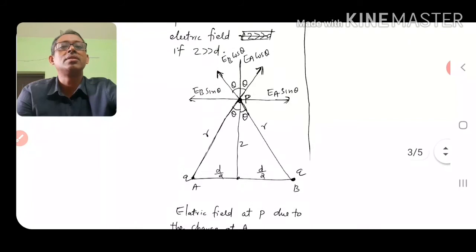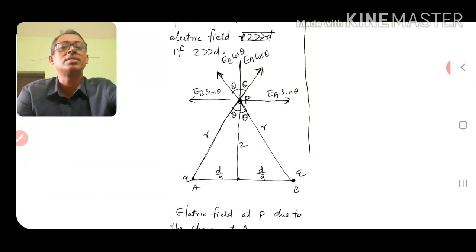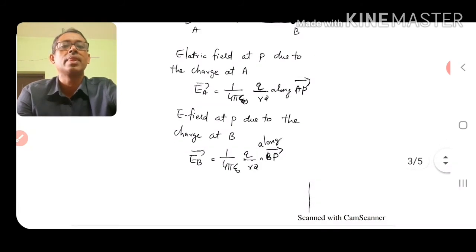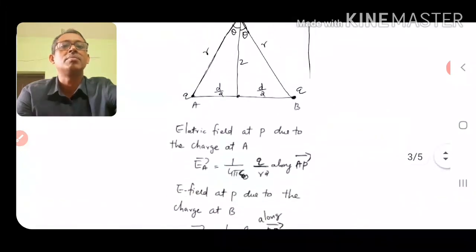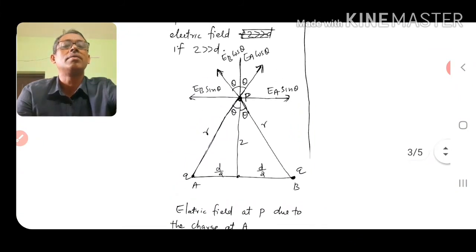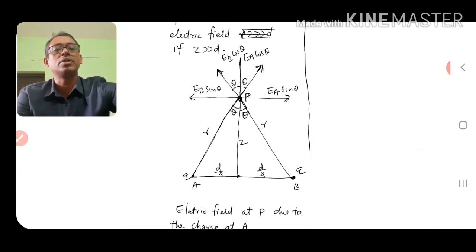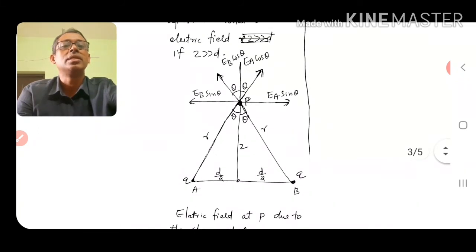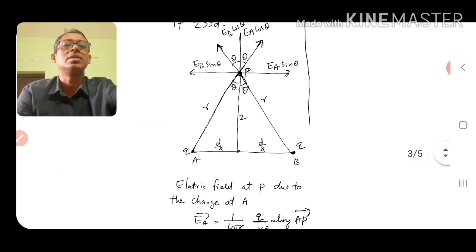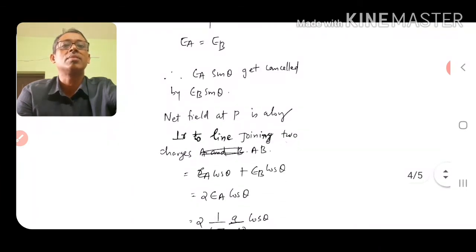So what happens is the parallel components cancel. EA sin theta will cancel with EB sin theta because they are in opposite directions and their magnitudes are the same, so EA is equal to EB. So we will have only the component perpendicular to the line joining the two charges. That component is EA cos theta plus EB cos theta.